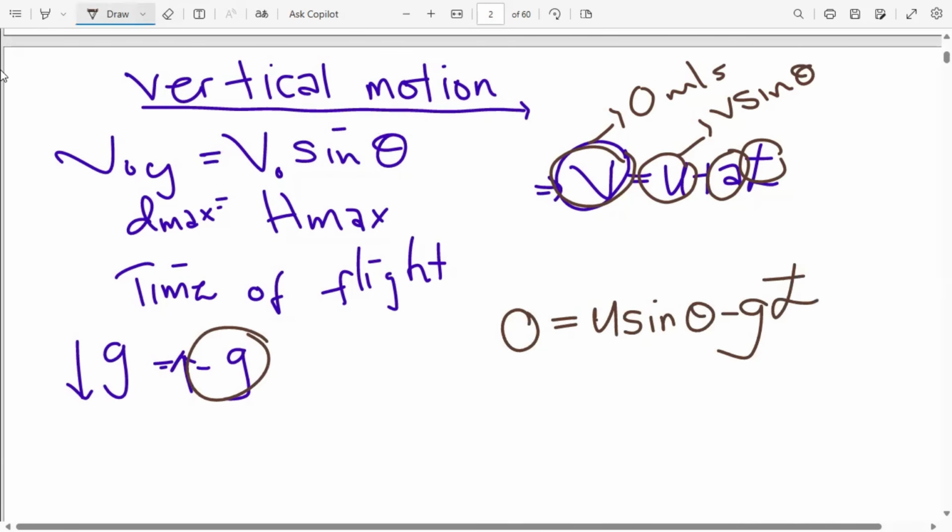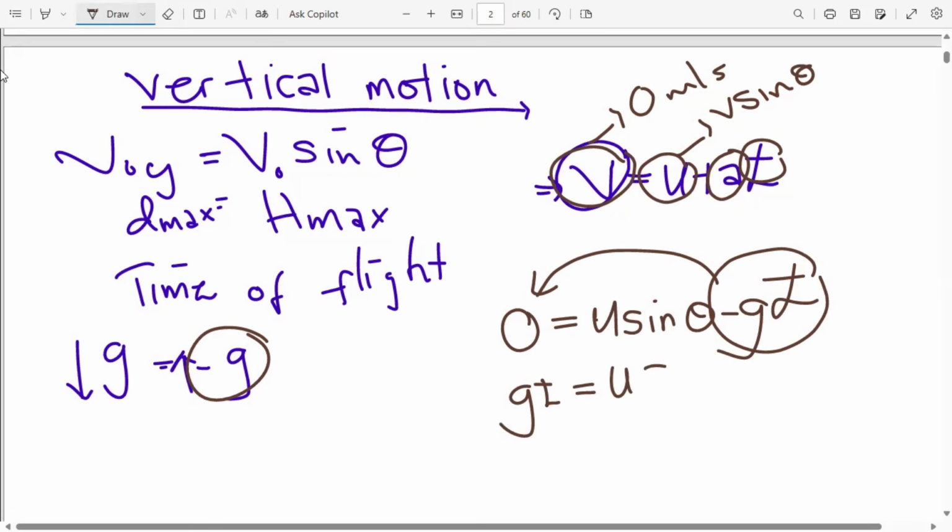This is the equation that I'm going to end up with. And from here, I can make t, which is time, the subject of the formula. What am I going to do? I'm going to take this negative part of the equation to the right-hand side, and I'm going to end up with gt being equal to u sine theta. Then from here, I'm going to divide this side by g, and this side by g.